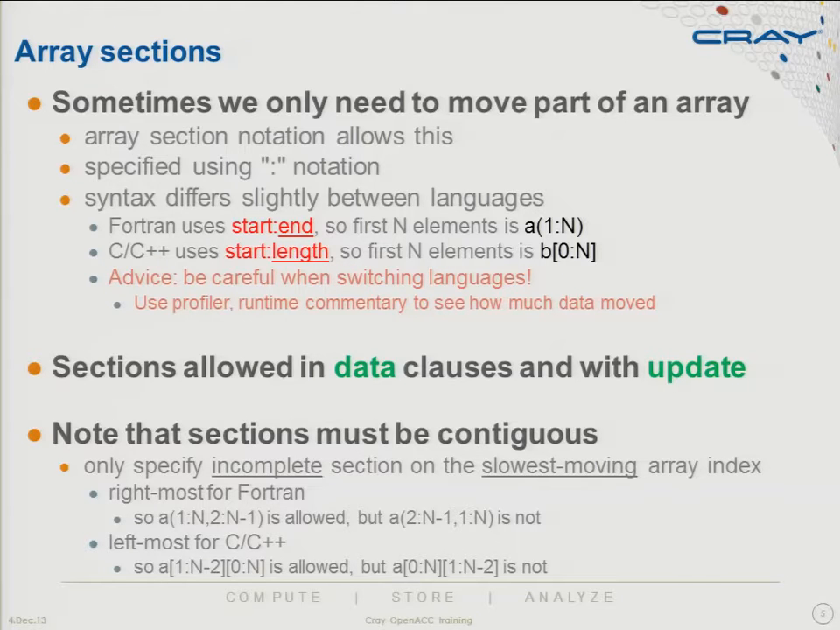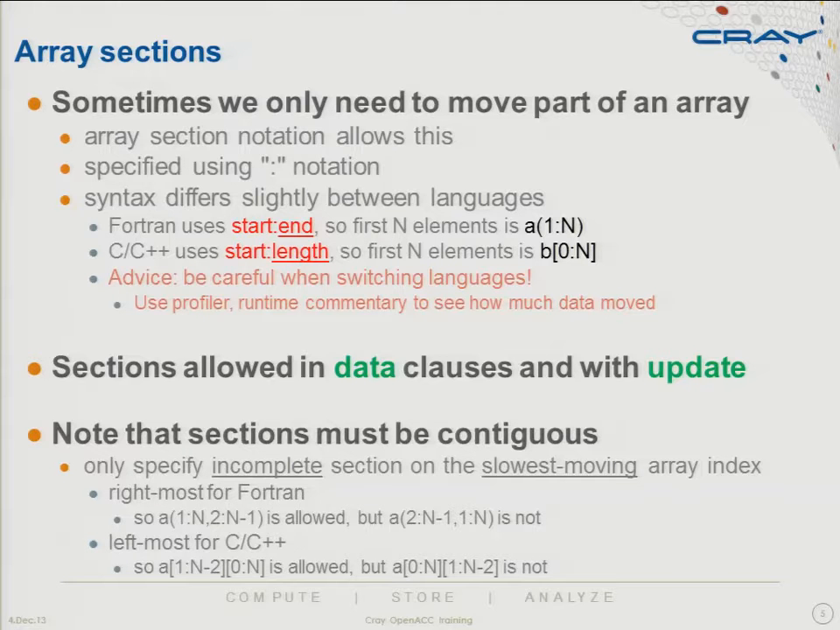If you're using C or C++, it looks the same, but it's different. So here, this doesn't transfer elements 0 to n. That would be n plus 1 elements. It transfers n elements starting at 0. If you use one language or the other, it's easy, you just remember. If you're trying to do examples in both of them, you end up making mistakes because you forget.